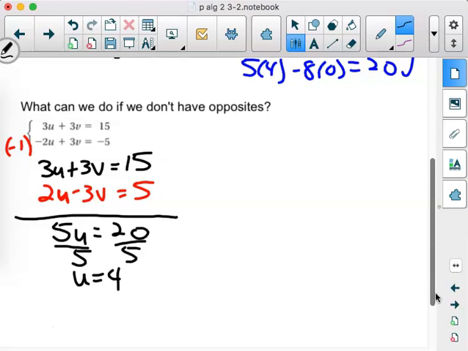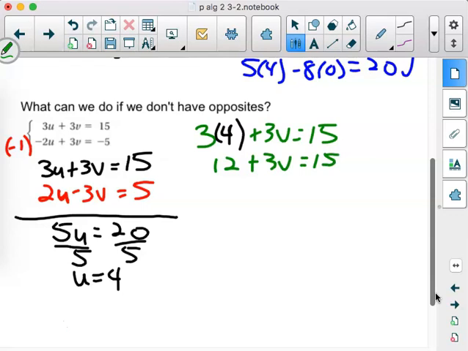And again, you get to pick which of those top two you put it in. Usually I will say go with the one that has the least amount of negatives, because again, those are the most common mistakes that we make in math. So 3 times our little u value of 4 plus 3v equals 15. Well, 3 times 4 is 12. We'd subtract 12 from both sides and divide by 3.